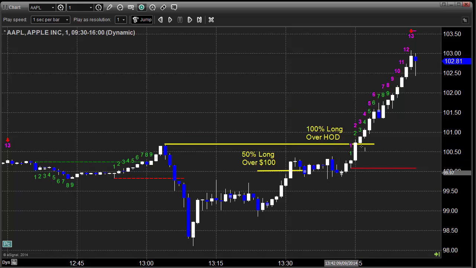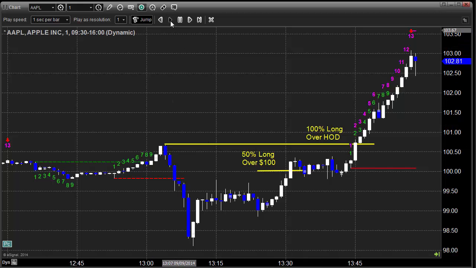So we had a really nice release all the way up to the 103 level. And then we printed 13 bars up. So that's our exhaustion warning that we're going to reverse back to the downside. That's where all of my stock was sold. The initial purchase over 100 was sold into that candle where we produced that 13, and now we're tightening up a stop very aggressively on the remainder of the trade, which was the adder over the high of the day.